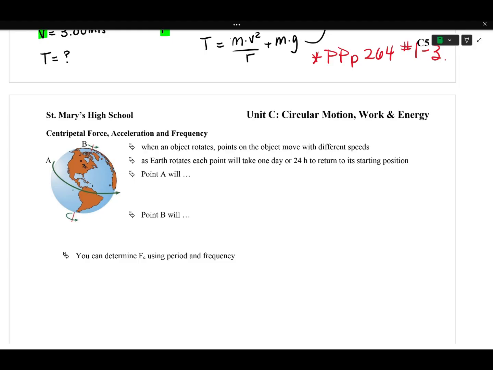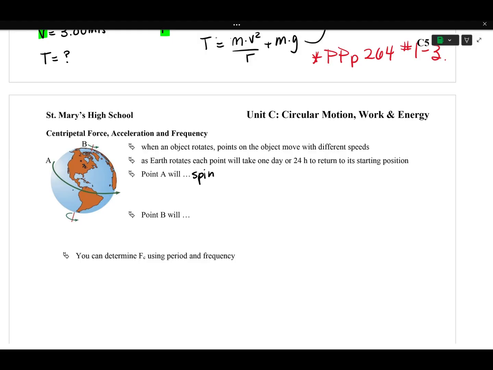Okay, we're back. So now we're going to try and relate frequency into our acceleration and centripetal force equations. So when an object rotates, the points on the object will move at different speeds. And this is true here on Earth because the Earth will rotate on its axis in 1 day or 24 hours. But if you're standing at the equator, you are going to travel a further circumference just because the Earth is wider there. When you're at point B near the poles, you are going to cover less distance in that rotation. So you are actually going to spin slower because everyone has to make the rotation or the cycle in 24 hours.